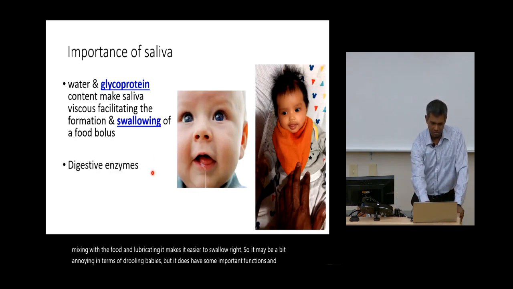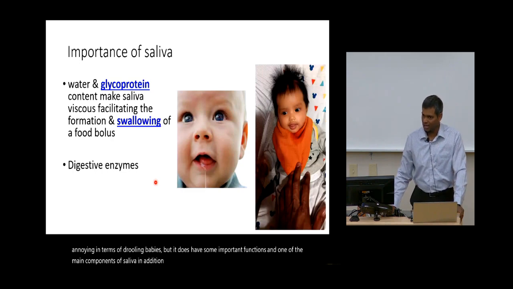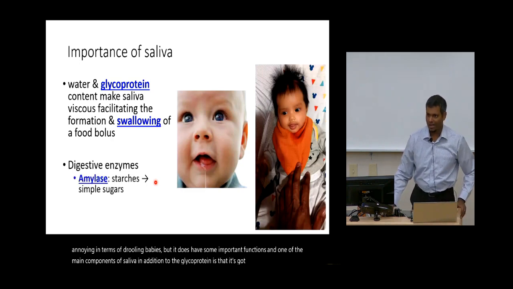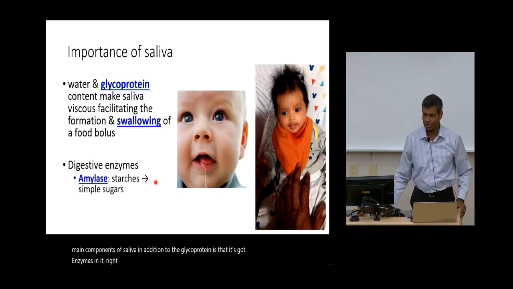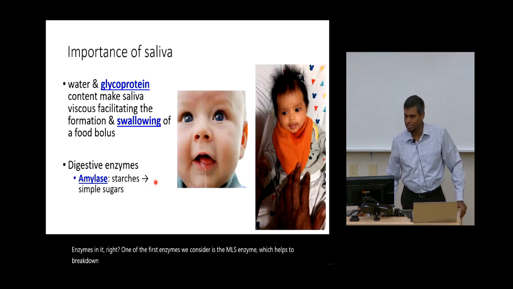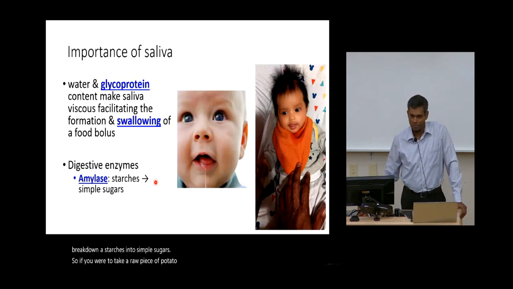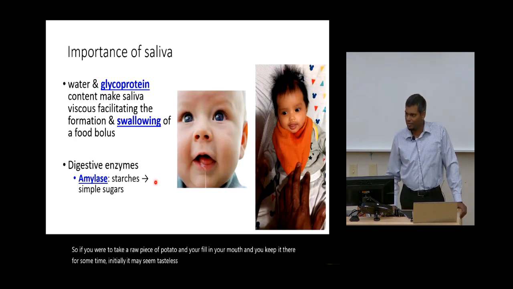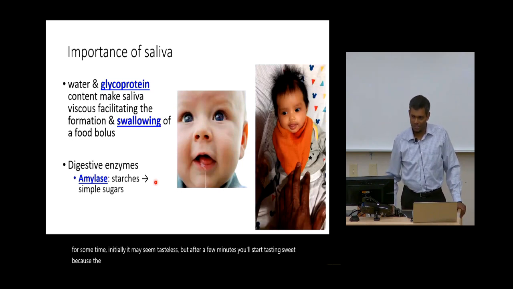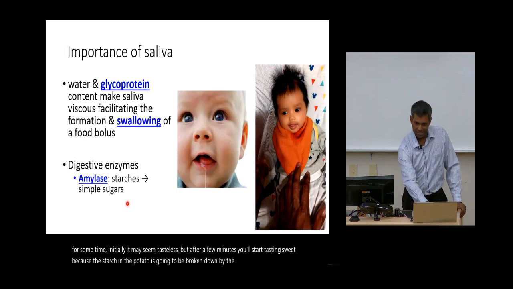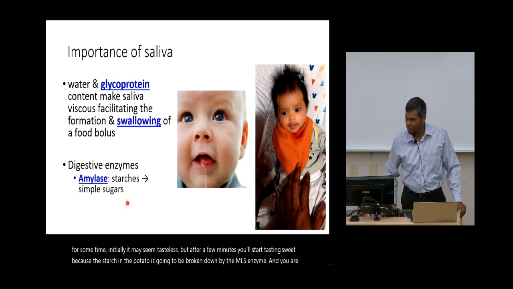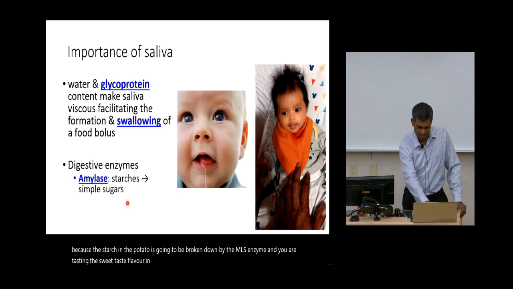And one of the main components of saliva, in addition to the glycoproteins, is that it's got enzymes in it, right? One of the first enzymes we consider is the amylase enzyme, which helps to break down starches into simple sugars. So if you were to take a raw piece of potato and you put it in your mouth and you keep it there for some time, initially it may seem tasteless, but after a few minutes it will start tasting sweet, because the starch in the potato is going to be broken down by the amylase enzyme, and you are tasting the sweet taste and flavor in a few minutes.